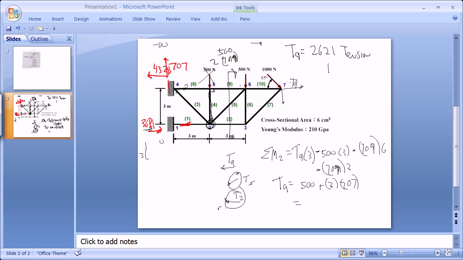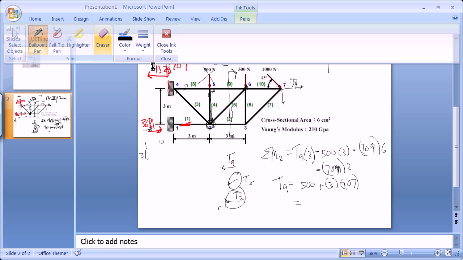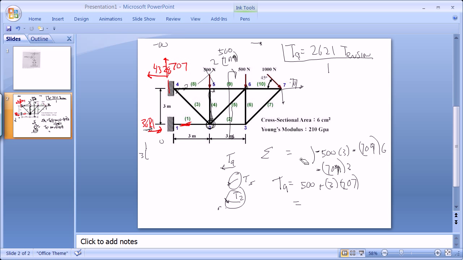Let's go ahead and now do the sum of the moments, in effect, one more time, but this time we're going to write them about point 6. So I'm going to go ahead and erase this out. We have the 2621 in tension. I'll take out my eraser, and I'll write sum of the moments about point 6.